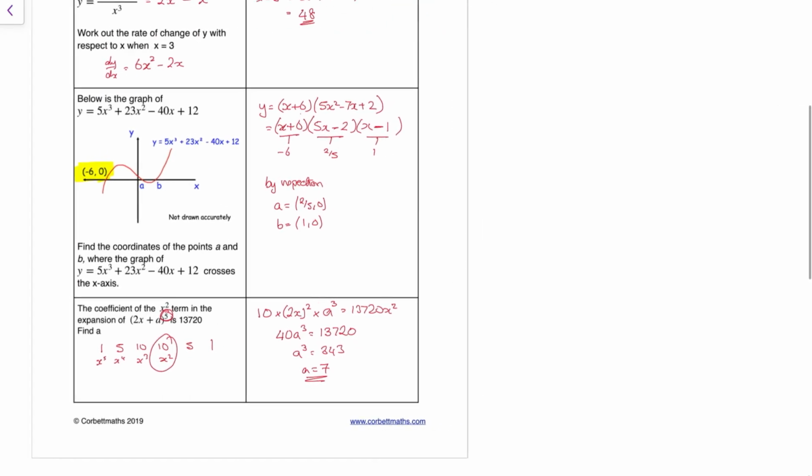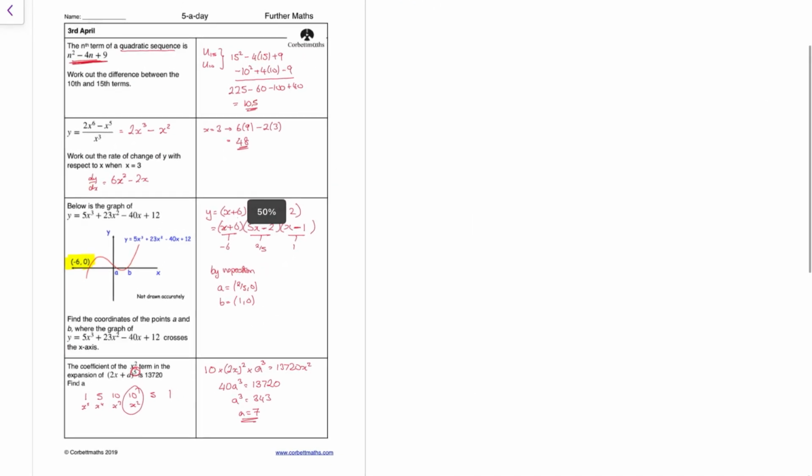And good final question. These questions are definitely getting a bit more challenging. Not too hard, but just a bit more challenging.